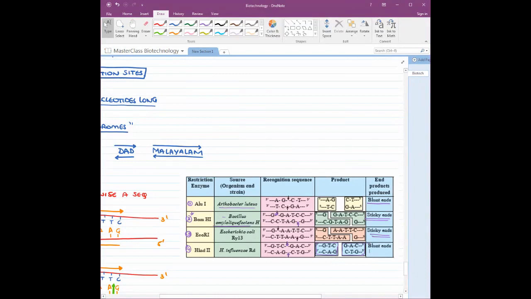Are sticky ends always of the same design? Yes, they are going to be of the same type.